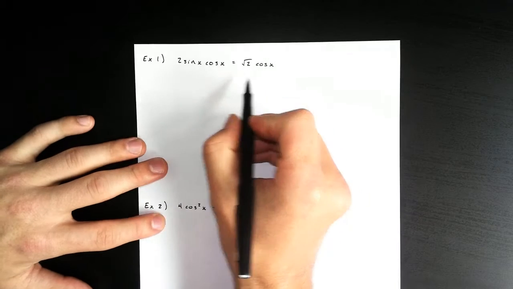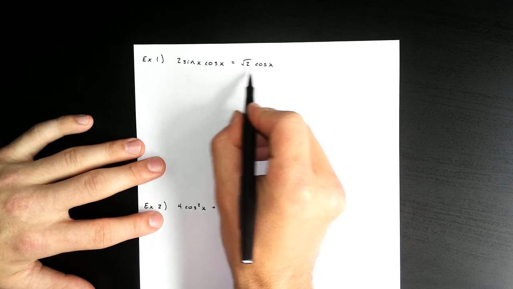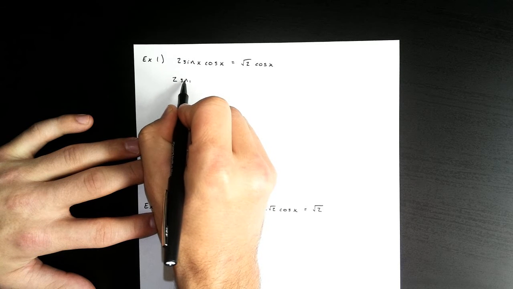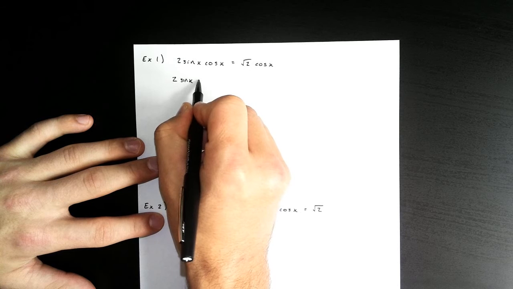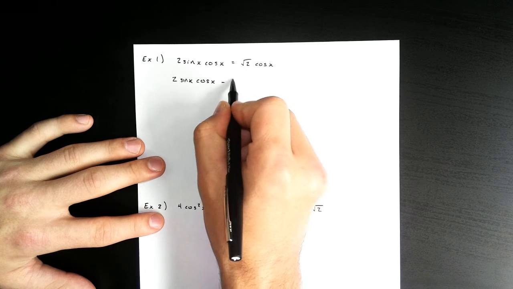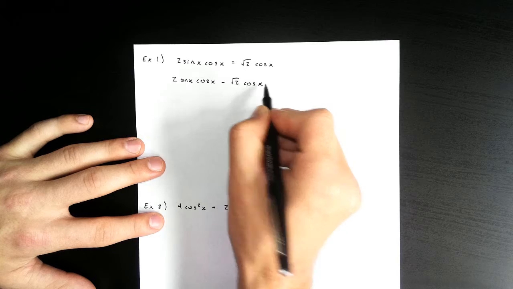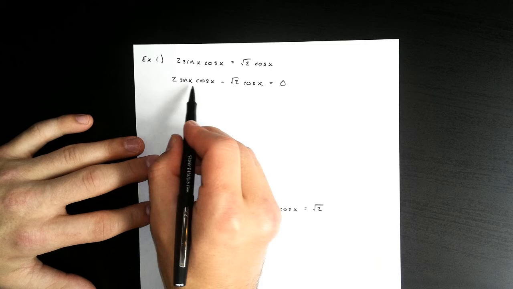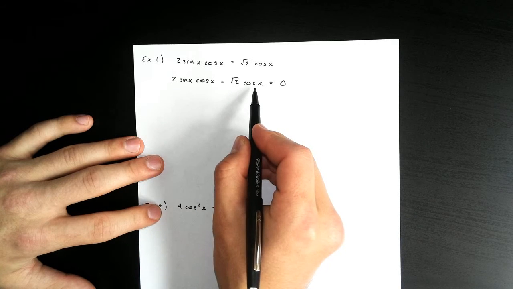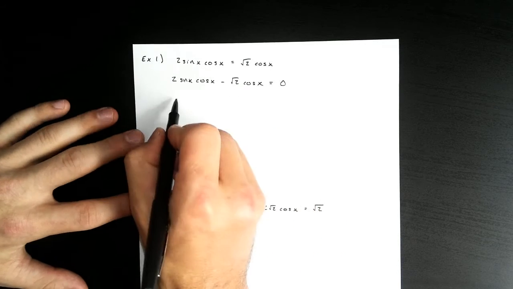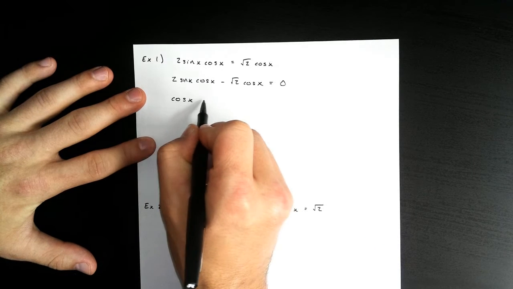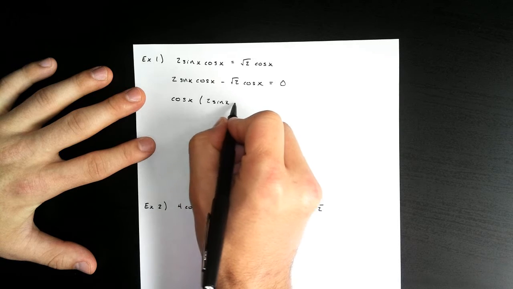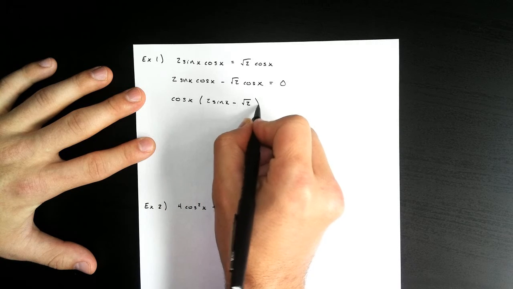So the first thing, let's get this set equal to 0, so I'm going to subtract this term from both sides. So 2 sine of x cosine of x, and then we have minus the square root of 2 cosine of x. That is equal to 0. So 2 different terms, they both have a cosine of x in them, so let's factor that out. If we do that, we are going to be left with 2 sine of x minus the square root of 2.